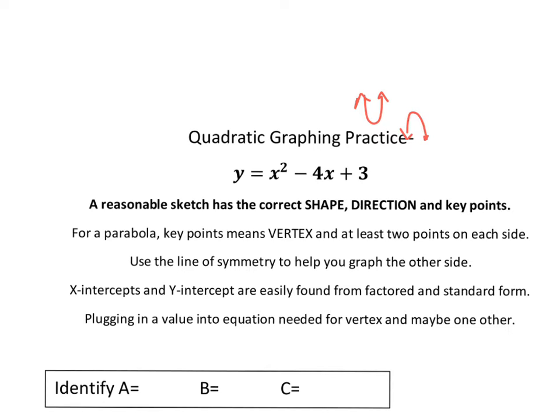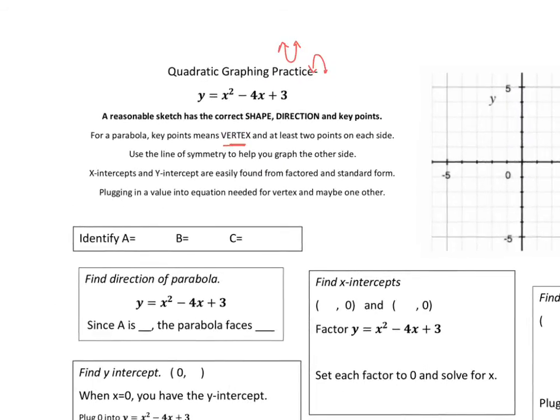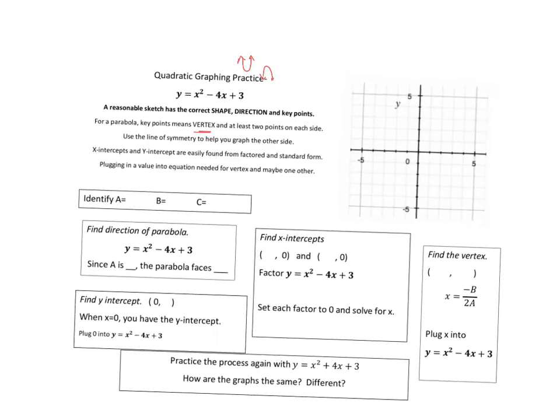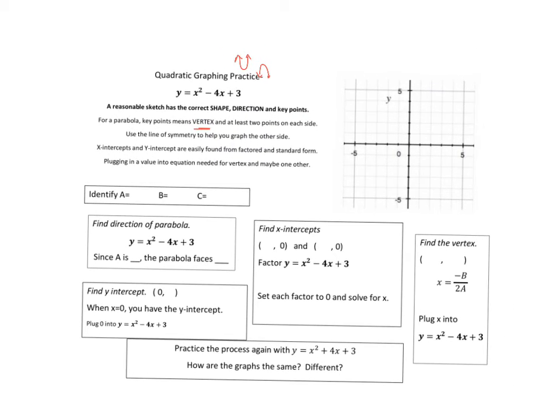For the key points of a parabola, you need the vertex, the lowest or highest point, and at least 2 points on each side, and then we can use the line of symmetry to graph the other side. You can do it in any order. I'm going to find the vertex first this time, and to find the vertex, you want to find that line of symmetry first. So the first thing you have to do is identify the a, the b, and the c.